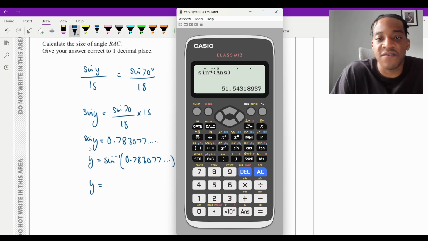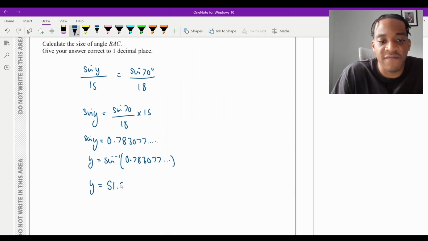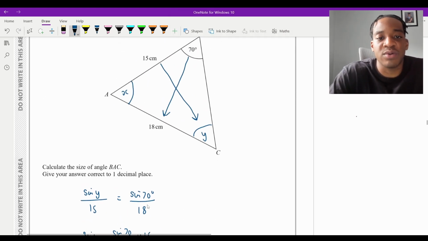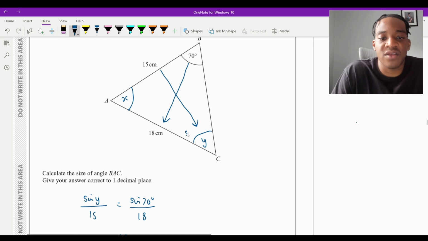And this gives me 51.543. Let me just double check this here. Yeah, that's fine. So in that case, we now know what this angle is. It's 51.543, and we need this angle x. So all we need to do to find x is add these two angles together and take it from 180.